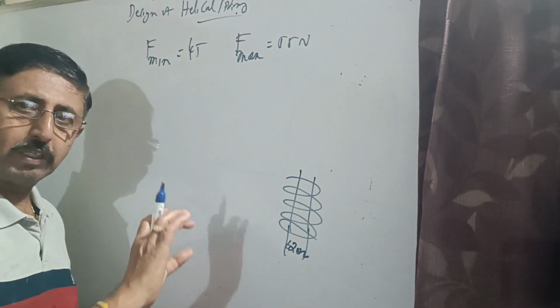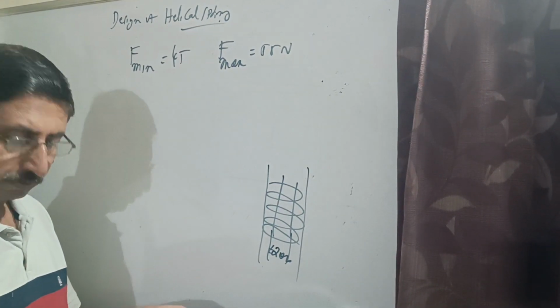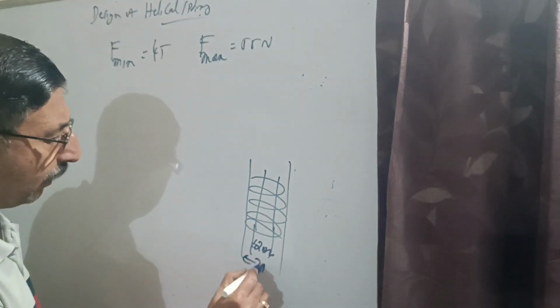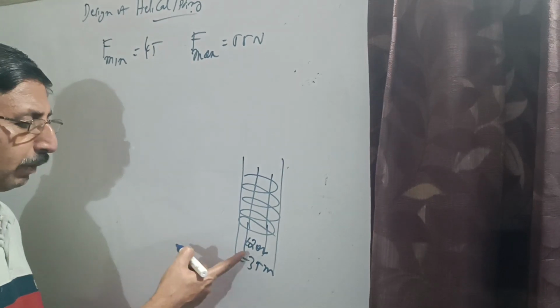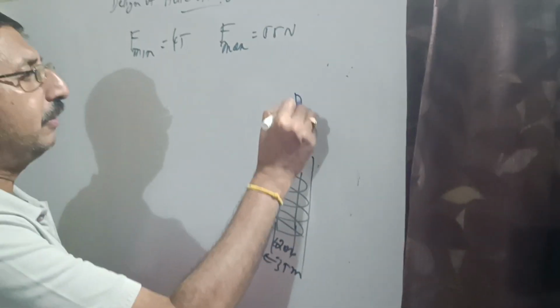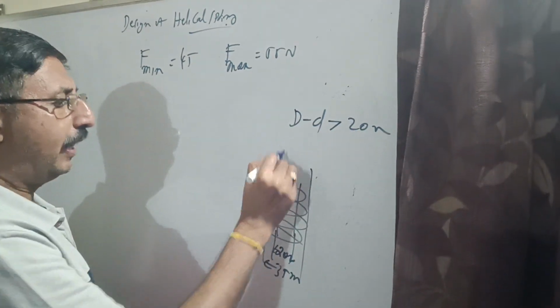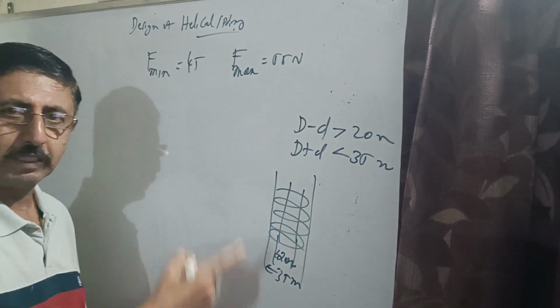So the spring must fit over the valve bush. At the same time, the spring must sit on the valve seat. So the outside diameter of the valve seat is also there, that is 35 millimeter. What do you mean by this? It means the inside diameter of the spring should not be less than 20 millimeter. What is inside diameter? D minus d should be greater than 20 millimeter, and outside diameter D plus d less than 35 millimeter. So that is the condition.